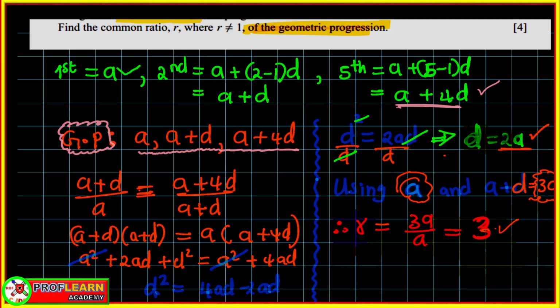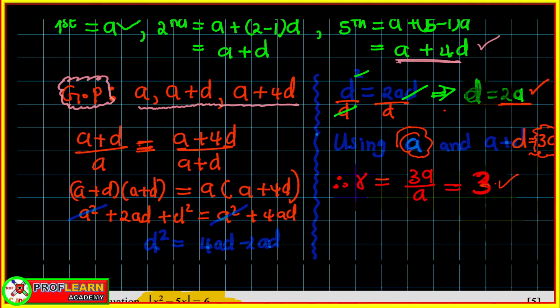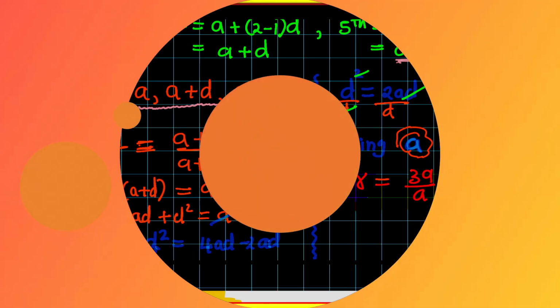So basically that's what you are supposed to do in order to get the common ratio in a question like that.